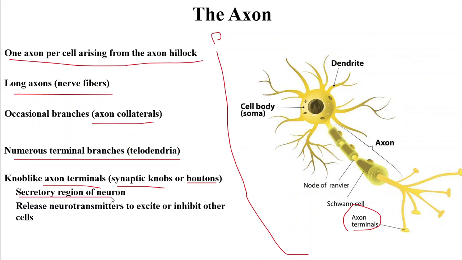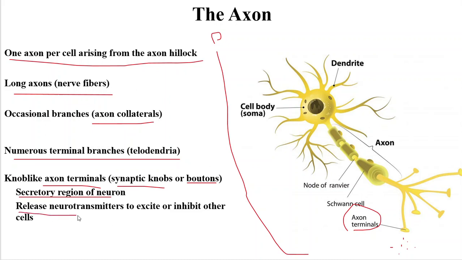Secretory region, in other words, this is the place from which the neurotransmitter is released. Remember, we talked about that when we were talking about the neuromuscular junction. So these guys can release neurotransmitter to talk to another neuron, or if this is a motor neuron, it's going to be to a muscle or a gland.